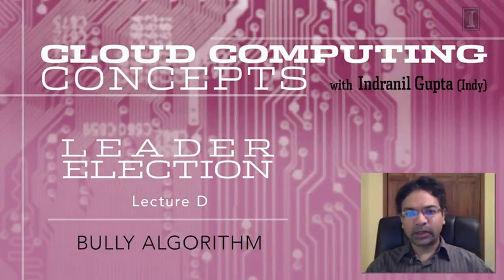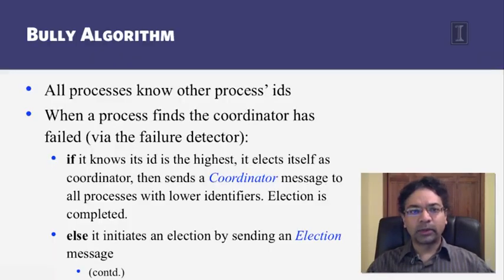In this lecture, we're going to discuss another classical algorithm called the bully algorithm. In the bully algorithm, all the processes know the other processes' IDs, and when a process finds that the coordinator or the leader has failed, it can find this via the failure detector. If the process knows that it is the process with the next highest ID after the leader, it elects itself as the new leader, and it sends a coordinator message to all the processes that have lower identifiers than itself. At this point, the election is completed.